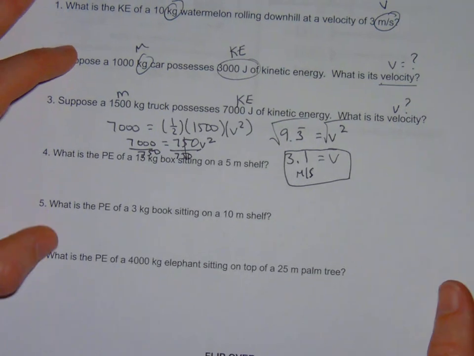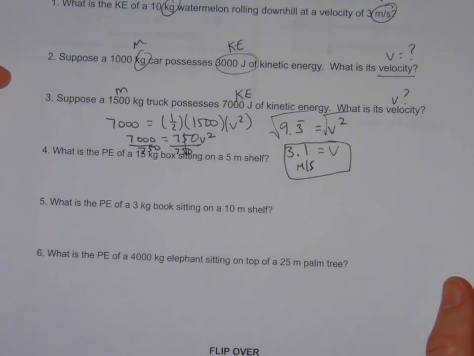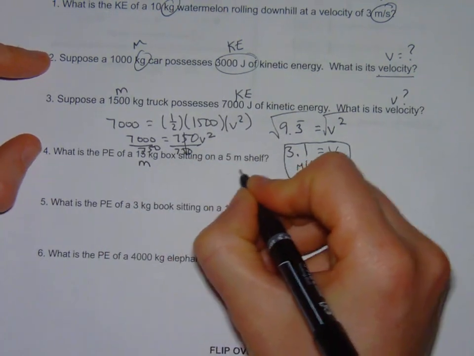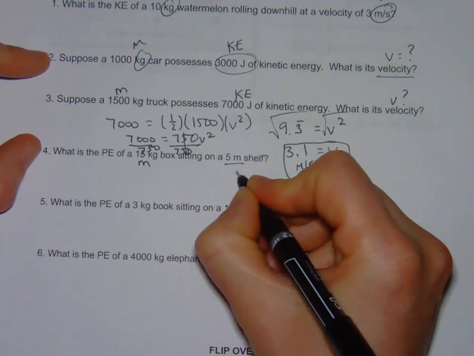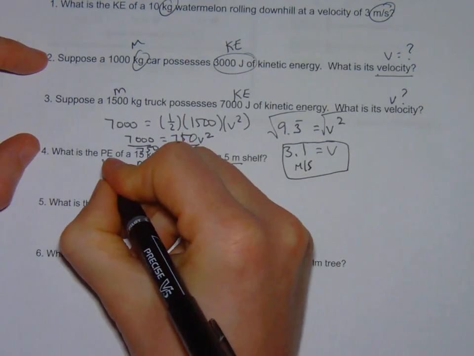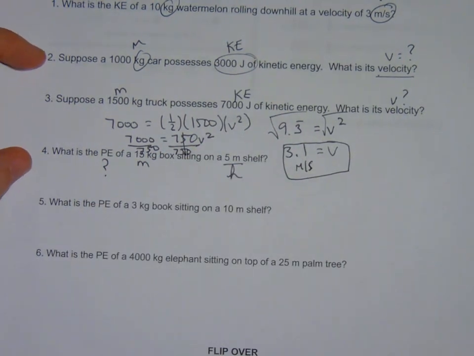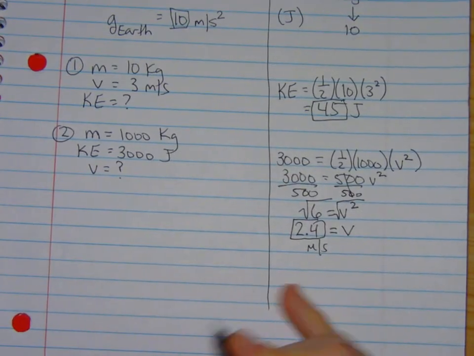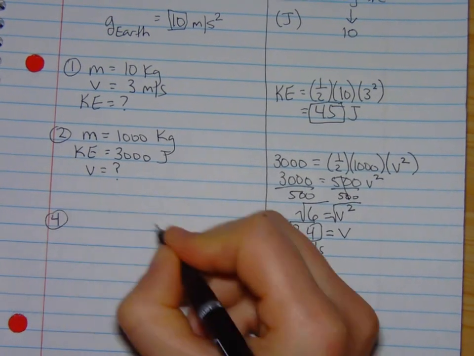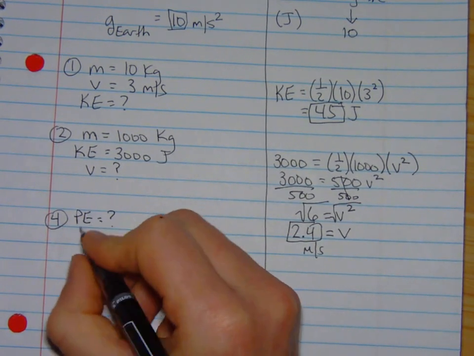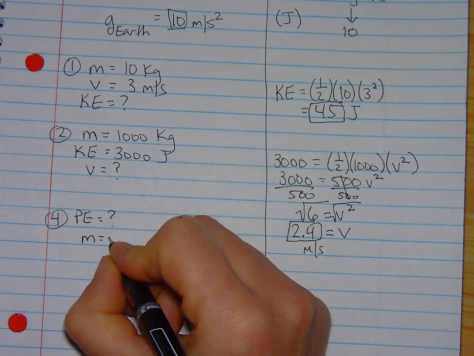Switching gears a little bit, 4, 5, and 6 talk about potential energy. So we have a mass of 15 kilograms. We have 5 meters. That's going to be our height. That's the height above. And our potential energy is what we're looking for. I'll place this one into our notebooks. And I'm going to have to kind of squeeze it all on one side here. So we're looking for potential energy. The mass is 15 kilograms.